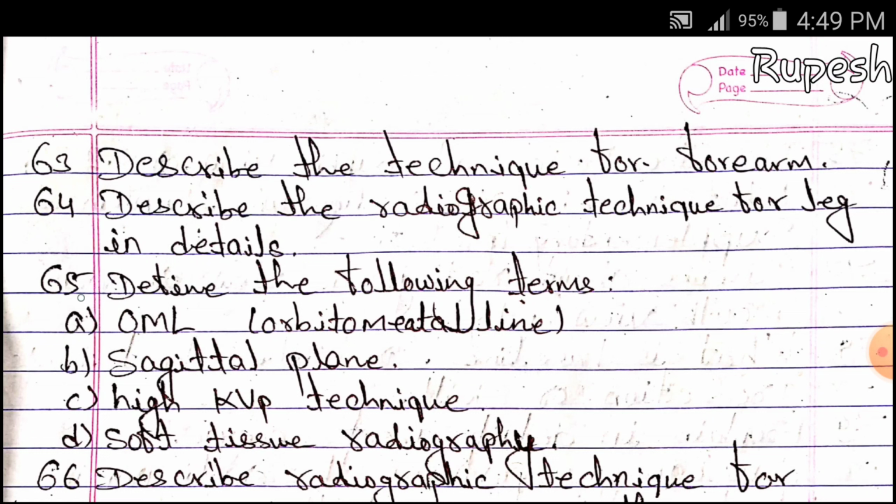Question number 65. Define the following terms. Point number A, OML. OML full form is orbitomeatal line. Point number B, sagittal plane. Point number C, high kVp technique. Point number D, soft tissue radiography.